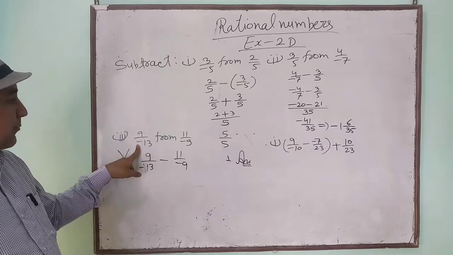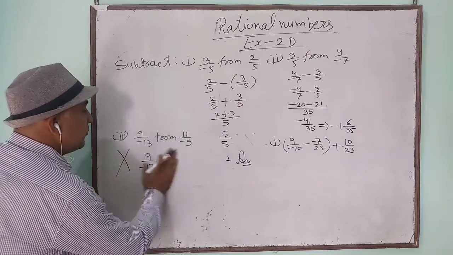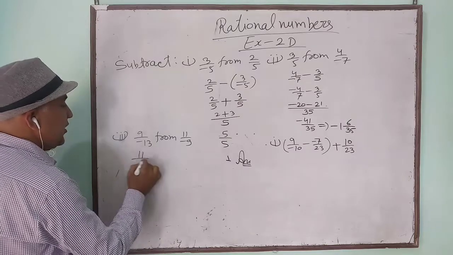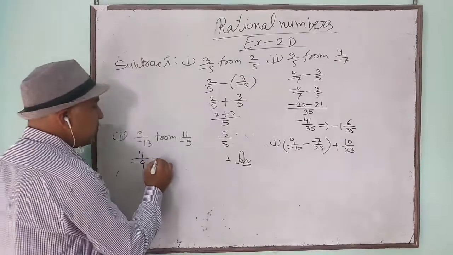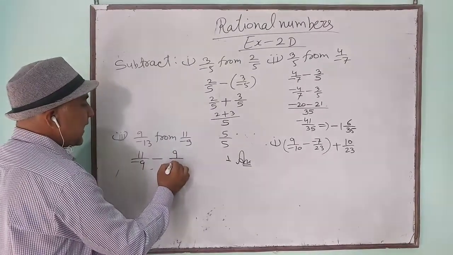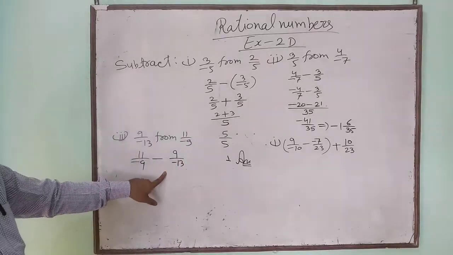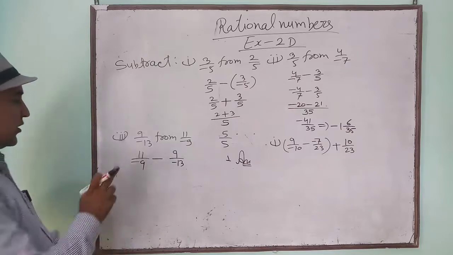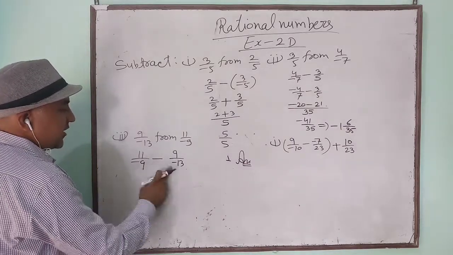When you have to subtract a number from a given number, then the given number should be written first. 11 upon minus 9 will be written first. Then after you will put minus sign. And then after you will put 9 upon minus 13. This is the correct way of writing. Understood? Now see. Both the numerators and denominators are negative.